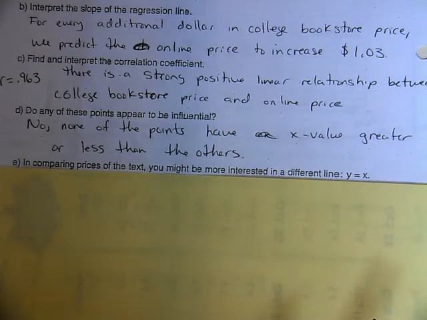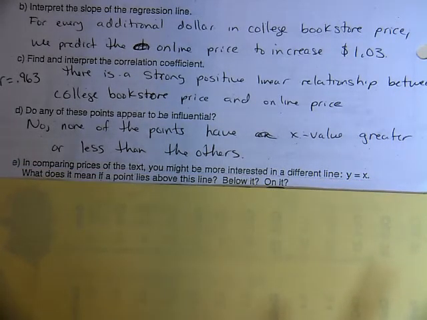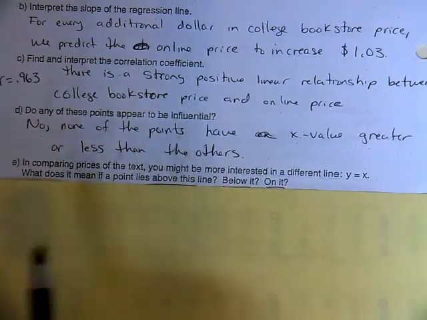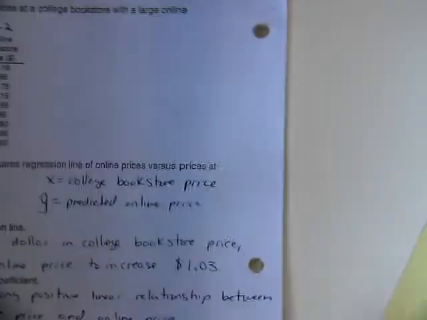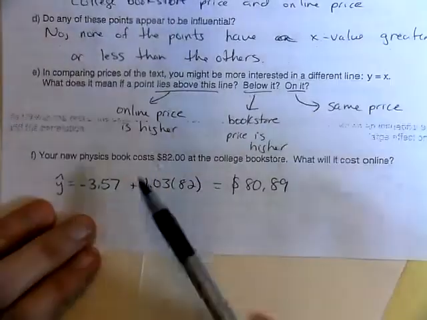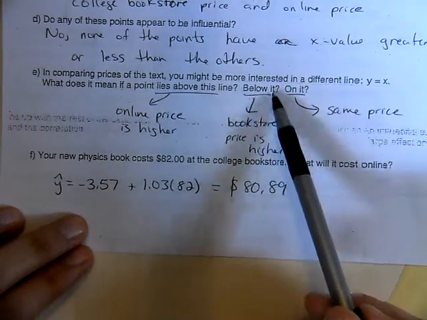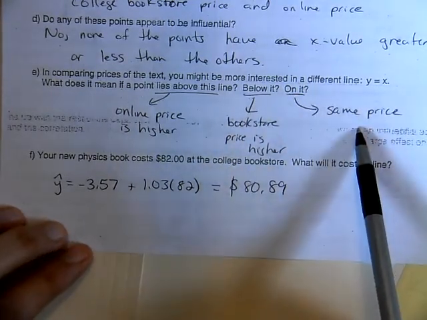In comparing prices of text, you might be more interested in the different line y equals x. What does it mean if it lies above the line, below it, or on it? So y equals x would be that the two bookstore prices are the same. So if your point is above the line, the online price is higher. If it's below the line, the bookstore price is higher. If it's on the line, they're the same price.